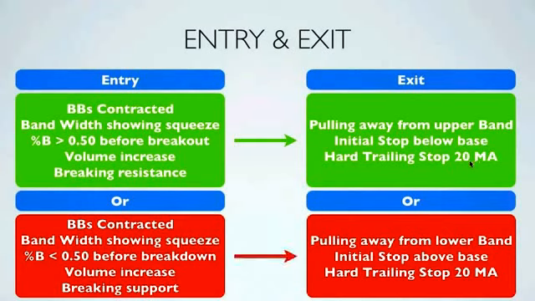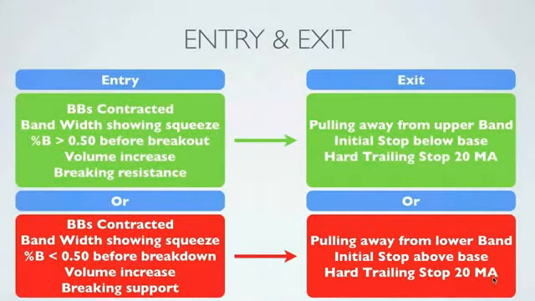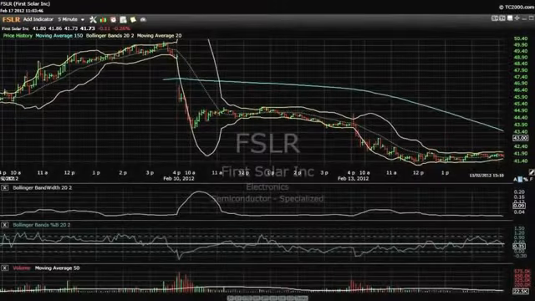For the short setup, it's also pulling away, but from the lower band instead. And your initial stop is above the breakdown base, and a hard trailing stop at the 20 MA. Let me show you some charts. You can see how it will look.